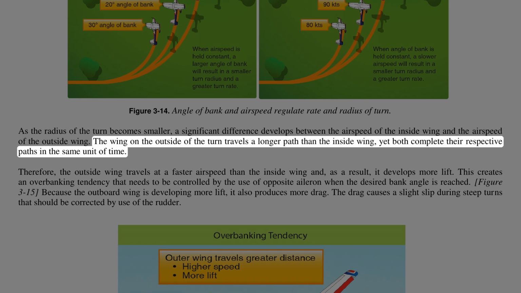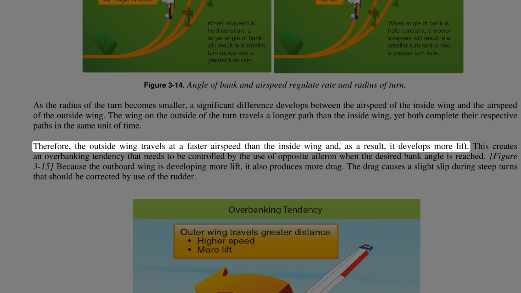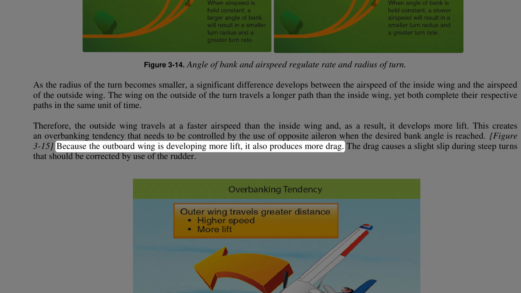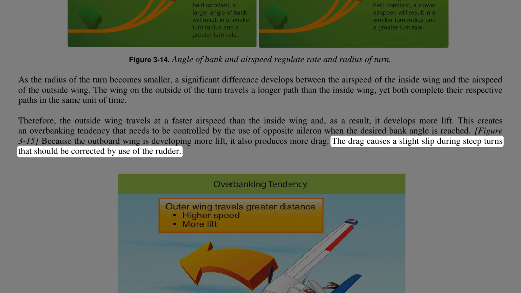The wing on the outside of the turn travels a longer path than the inside wing, yet both complete their respective paths in the same unit of time. Therefore, the outside wing travels at a faster airspeed than the inside wing and, as a result, it develops more lift. This creates an overbanking tendency that needs to be controlled by the use of opposite aileron when the desired bank angle is reached. Because the outboard wing is developing more lift, it also produces more drag. The drag causes a slight slip during steep turns that should be corrected by use of the rudder.